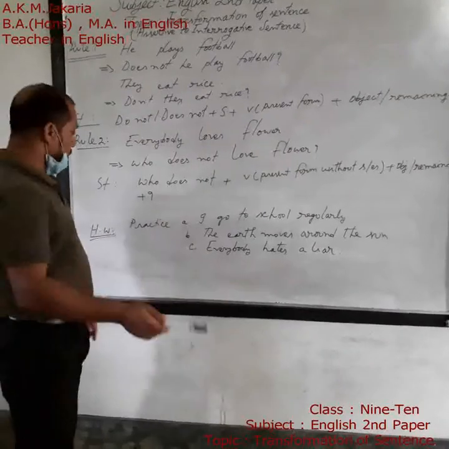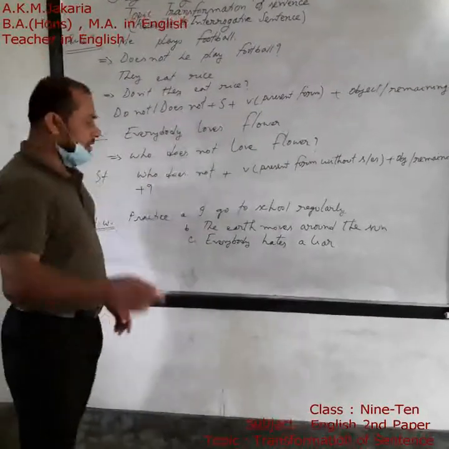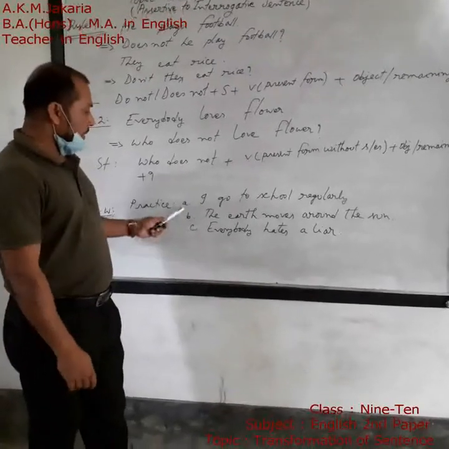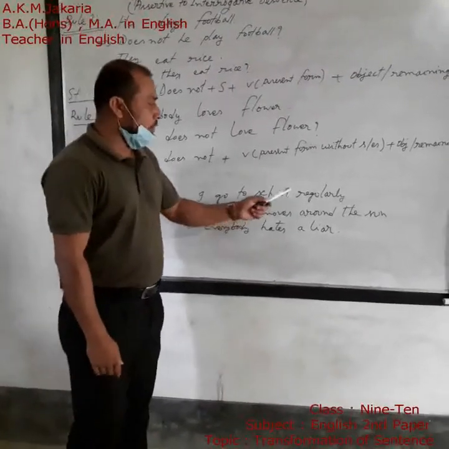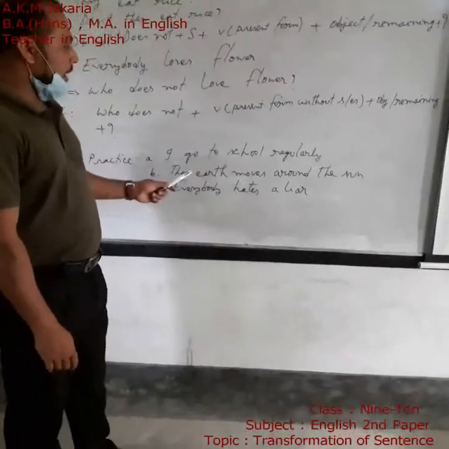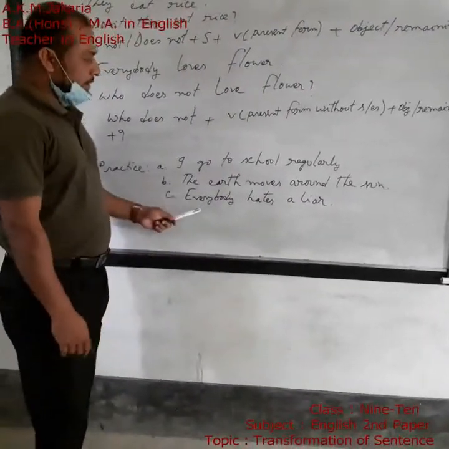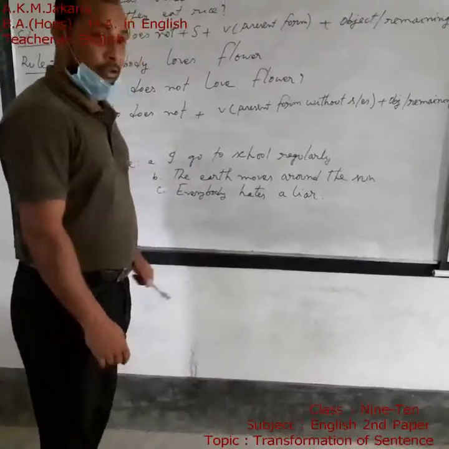Now I give you homework. You can take the first and the fourth. Here, I give you three examples. A, I go to school every day. B, the earth moves around the sun. C, everybody takes their life. That's all. Thank you.